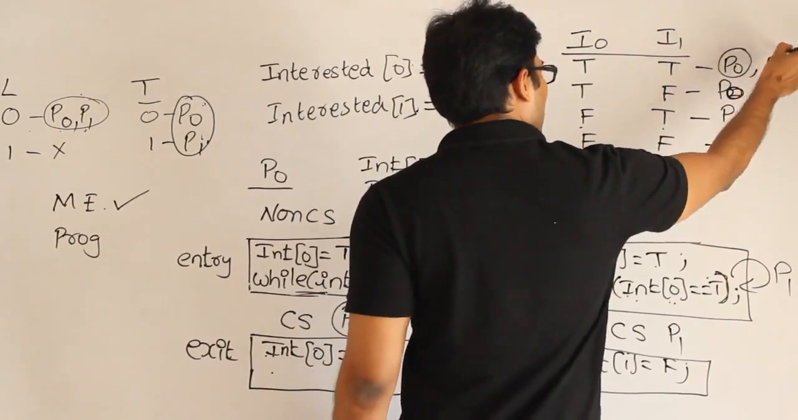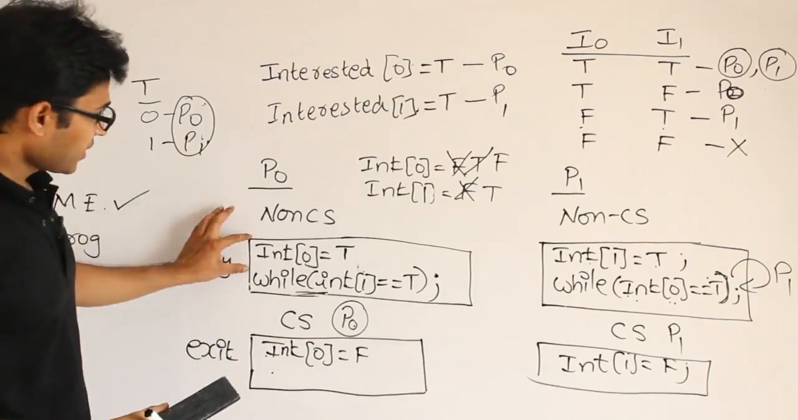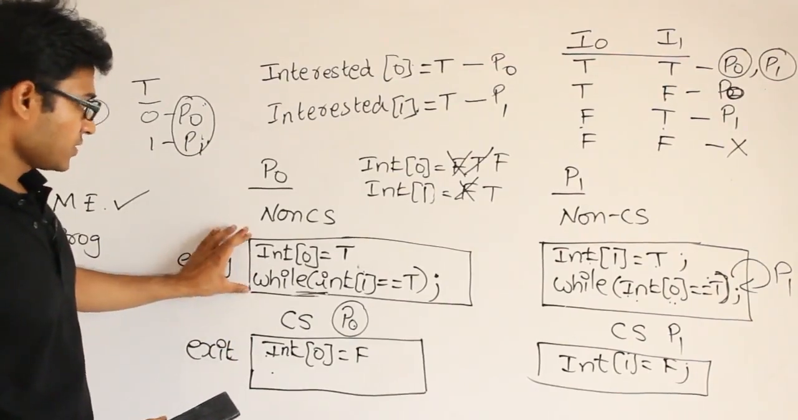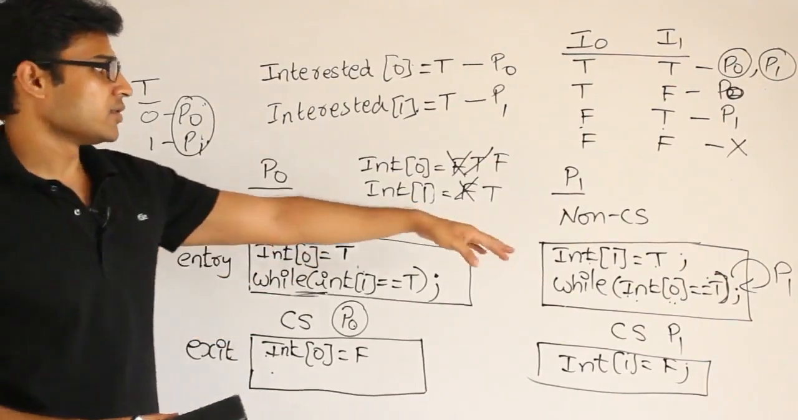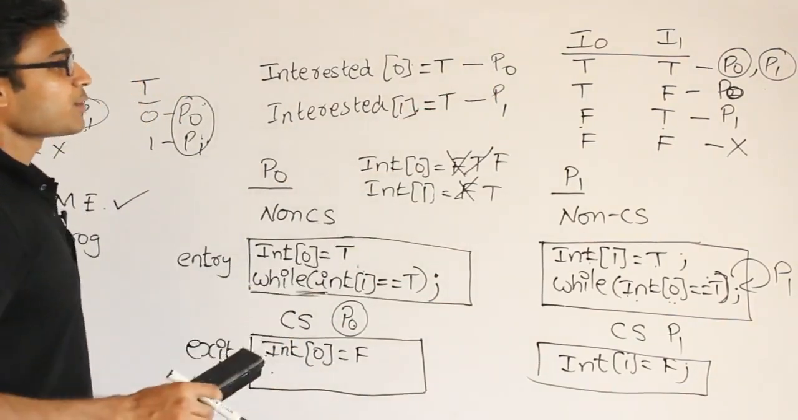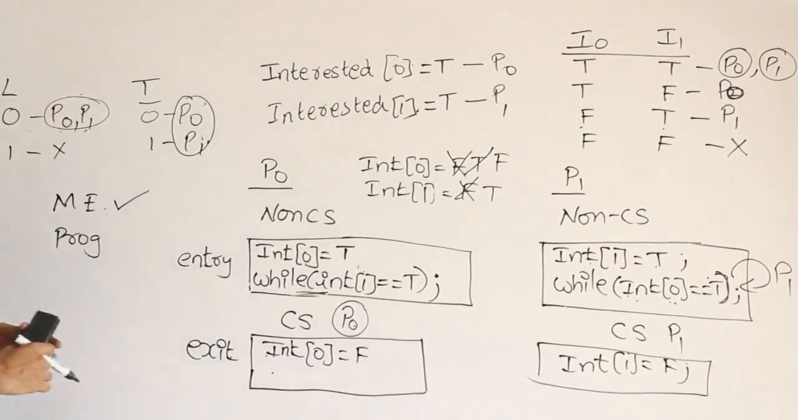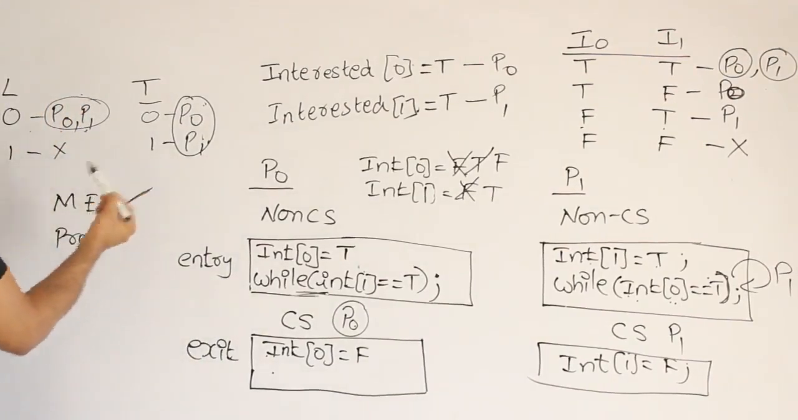That depends on who has actually passed this while loop first, isn't it? If P0 has passed the while loop first, these two executed first, then P0 will enter and P1 will hold there, even though both have interest equal to true. Let's say there is a problem there. I know you got it, but let's hold on. Let's go step by step. First one is mutual exclusion, it is guaranteed.